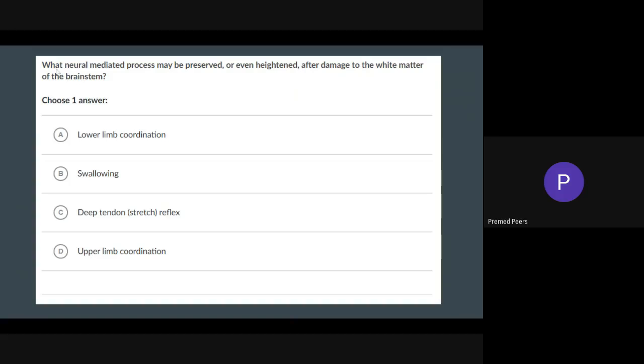So this question is more of a standalone. What neural mediated process may be preserved or even heightened after damage to the white matter of the brainstem? So if you're comfortable dropping your answer in the chat, please do.